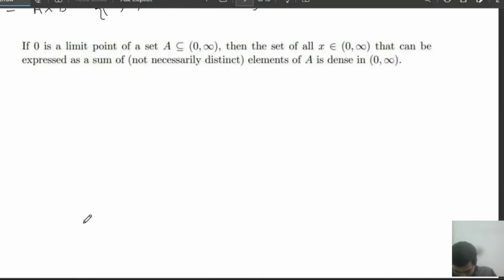0 is a limit point of set A, which is contained in 0 to infinity. Then the set of all x belonging to 0 to infinity that can be expressed as a sum of elements of A is dense in 0 to infinity.